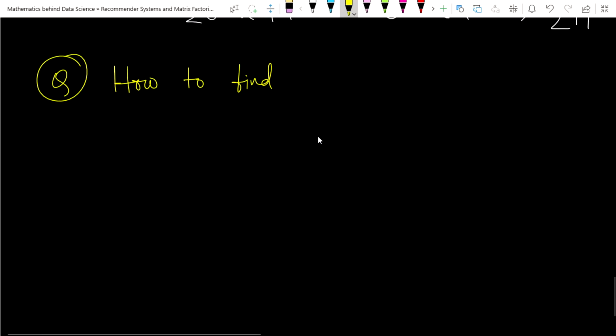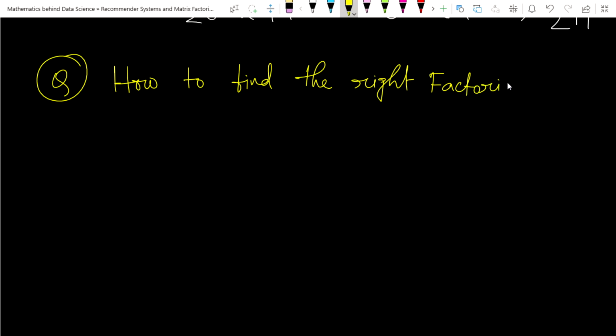So how to find the right factorization? That is the big question. Okay, so here we have a system and we have a human. Now for this we have to do some iterative process. Now let's see how we'll do this very interesting thing.